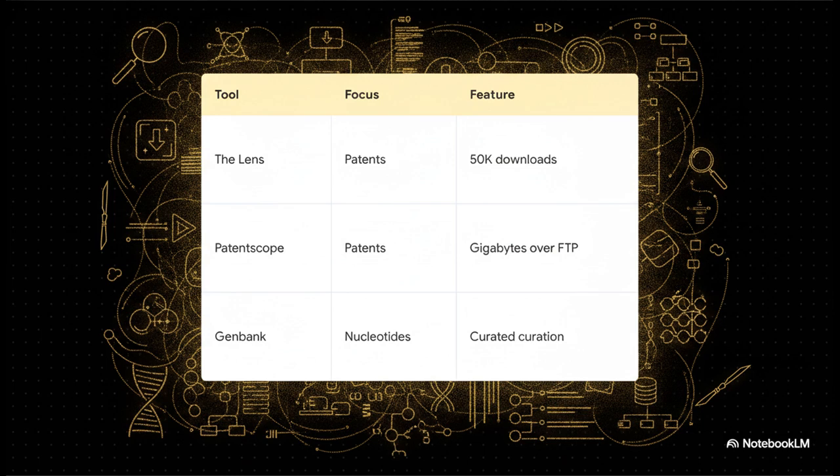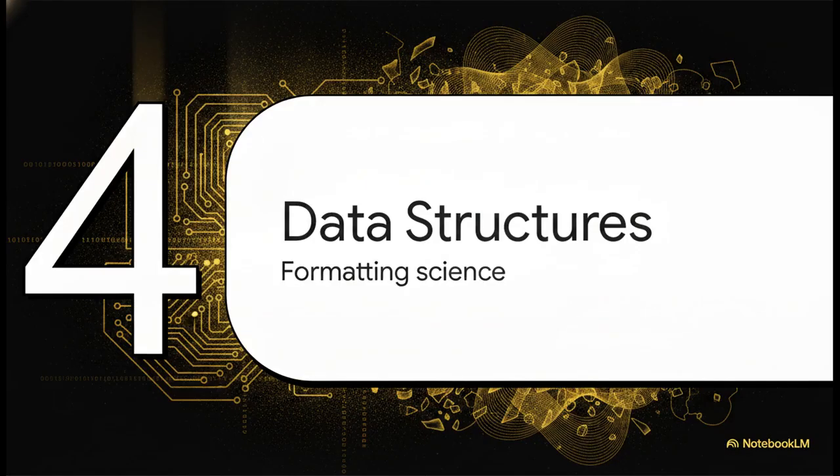And for nucleotide sequences, GenBank offers highly curated industrial-scale data. Basically, these niche tools ensure you don't miss that one critical patent or sequence that a broad search would completely gloss over. All right, Section 4, structured versus unstructured data, formatting the foundation of science.